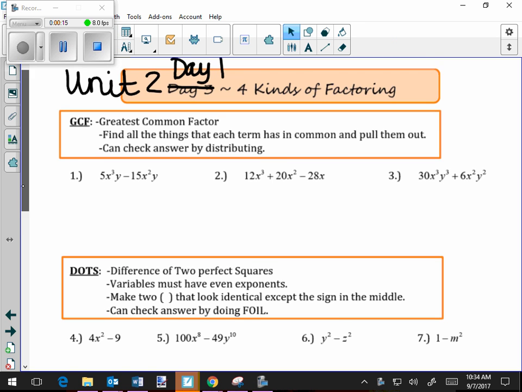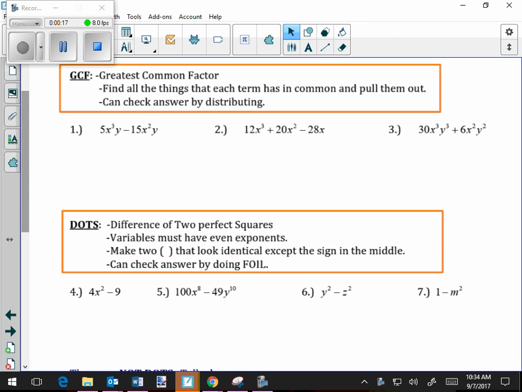The first kind of factoring that we're going to be talking about is GCF factoring, which stands for greatest common factor. You find all the things that each term has in common and you pull them out. The GCF should always go in front of a set of parentheses with all the leftovers inside of it.